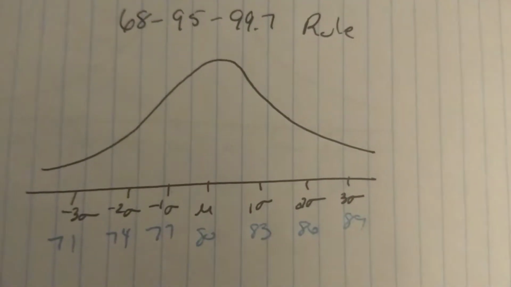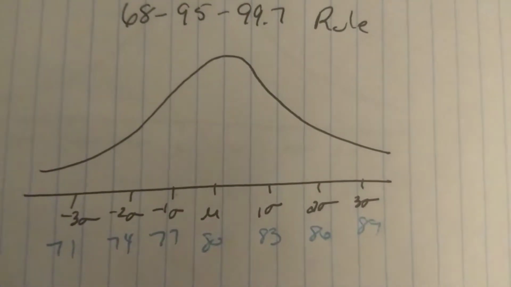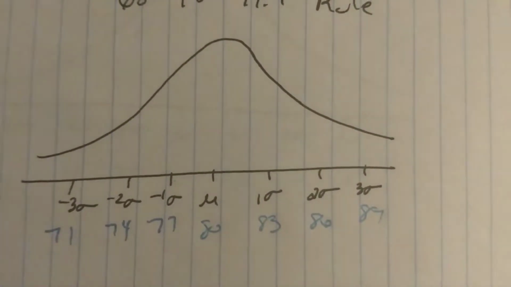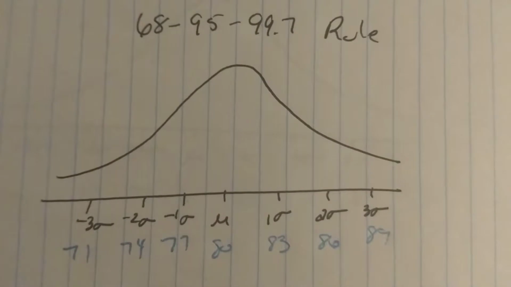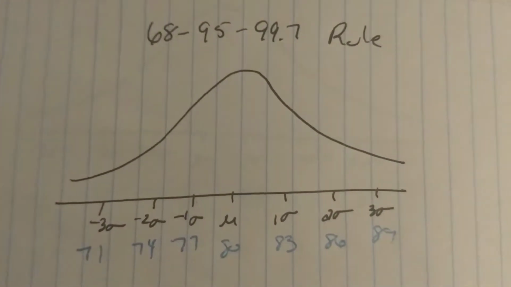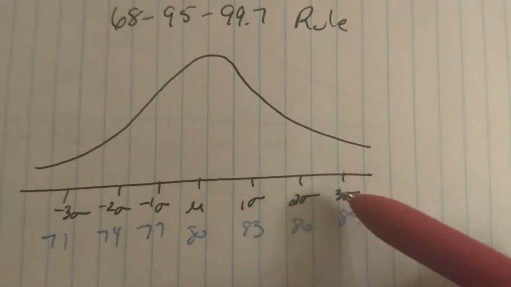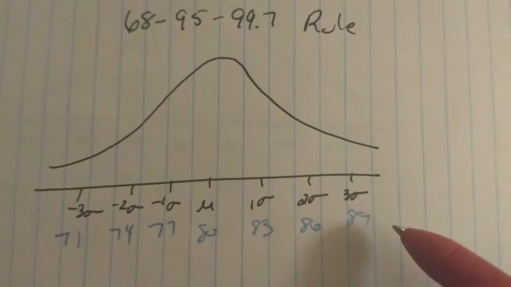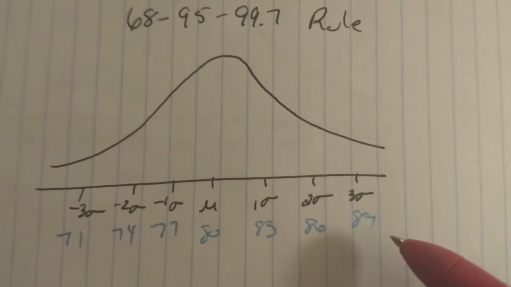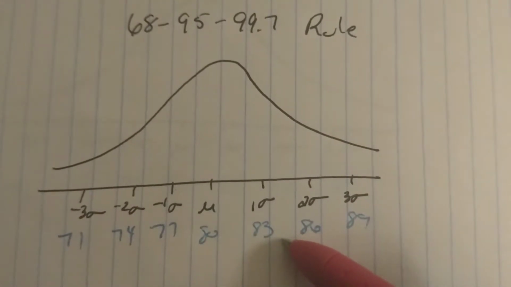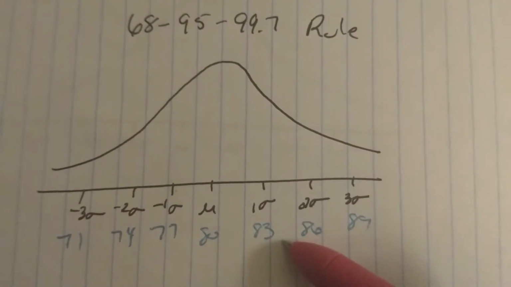With this rule, we can approximate how much data is between values as long as those values lie along our standard deviations. So you'll notice the first row I have here is just the mean, 1 standard deviation, 2 standard deviations, etc. And in blue below that, I have the values of that test score, where the mean test score was an 80 and the standard deviation is 3.